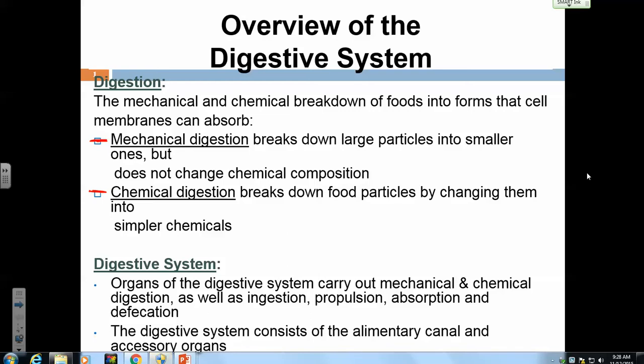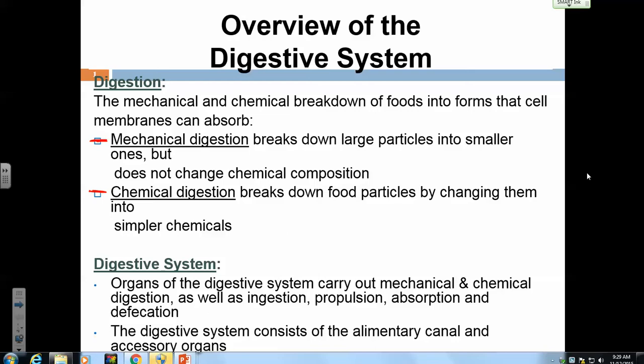Okay. The difference in mechanical and chemical digestion is when you eat that steak, when you break the meat into smaller pieces, but it's still the full-fledged protein molecules, that's mechanical digestion. But then when you break that protein into individual amino acids, so they're whole different molecules, that's chemical digestion. And the digestive system is involved in both. Okay.